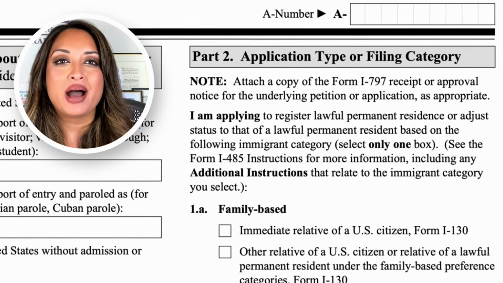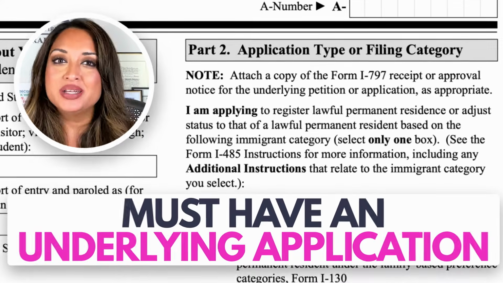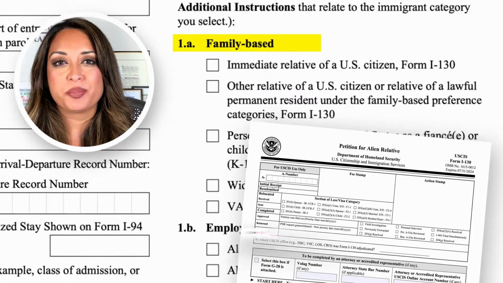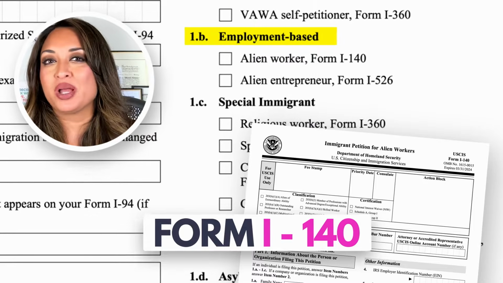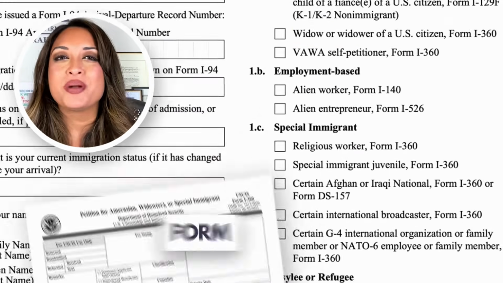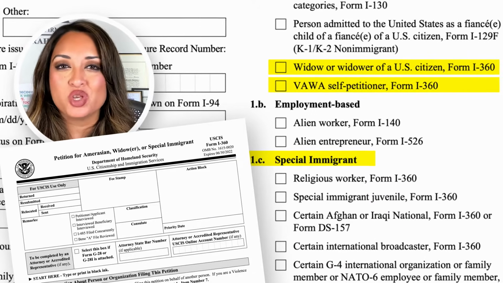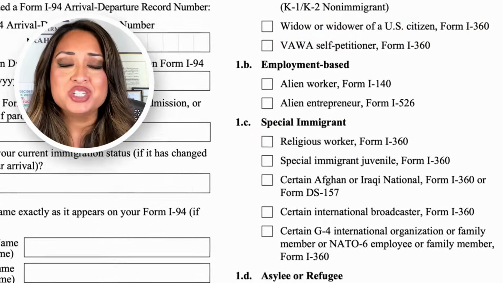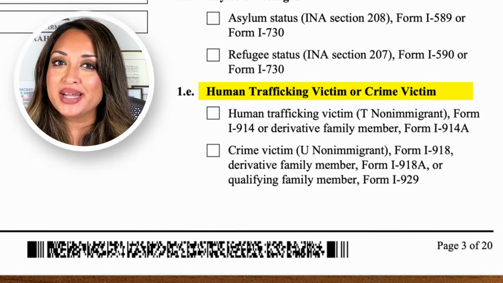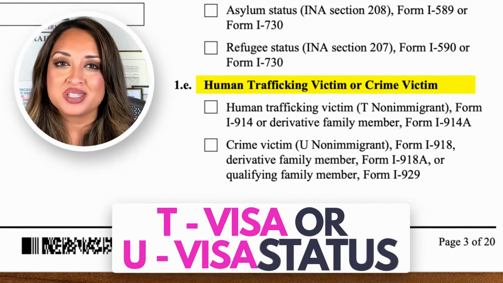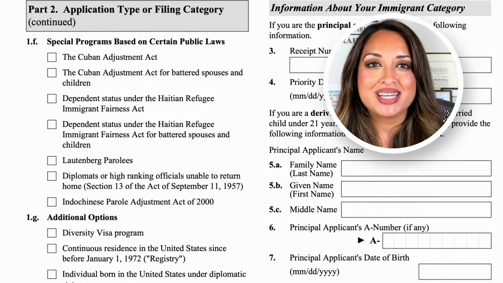If you are filing a Form I-485, you must have an underlying application that you can attach to it, such as Form I-130, which is for petitions for relatives of U.S. citizens, or a Form I-140, which is for employment-based applications, or the Form I-360 VAWA application for spouses of U.S. citizens or parents of U.S. citizens who have been abused by them. In addition, you may be able to file for adjustment of status when you have been granted a T visa status or a U visa status or several other eligible programs for persons to seek residency inside the United States.